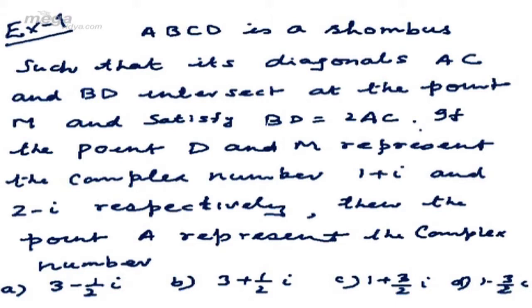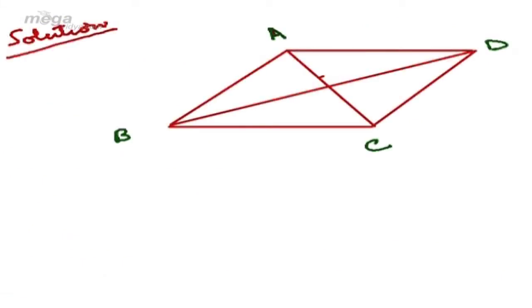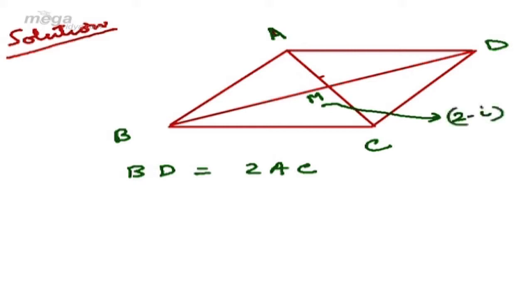the point A represents the complex number 3 minus 1 by 2 i, B is 3 plus 1 by 2 i, C is 1 plus 3 by 2 i, and D is 1 minus 3 by 2 i. Now let us come to the solution. AC and BD intersect at M and BD is equal to twice of AC. M is represented by 2 minus i and D is represented by 1 plus i.